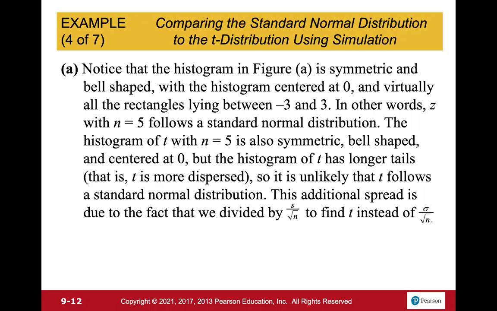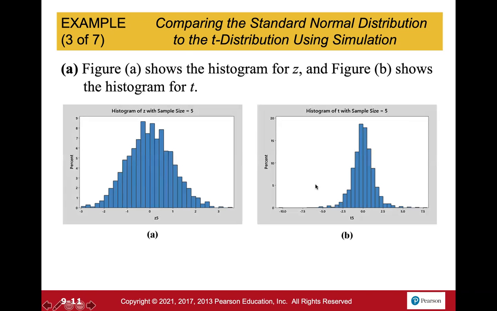Cool. The histogram for T with n equaling 5 is symmetric, bell-shaped, centered at 0, but the histogram of T has longer tails. So let's take a look at that. So the longer tails, we have -10 over here, +7.5 over here. So we kind of went further on either side.